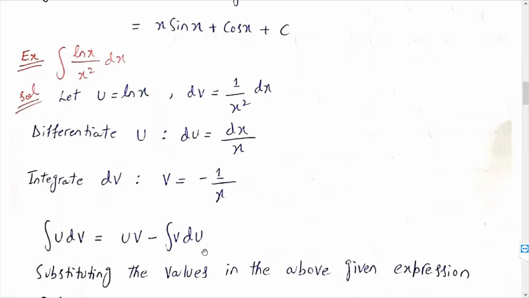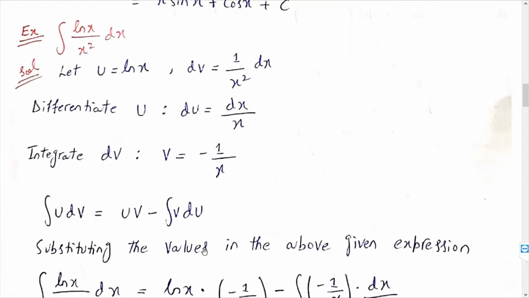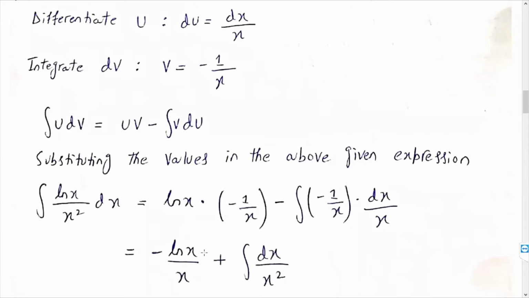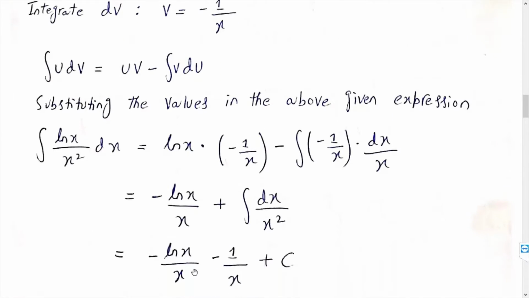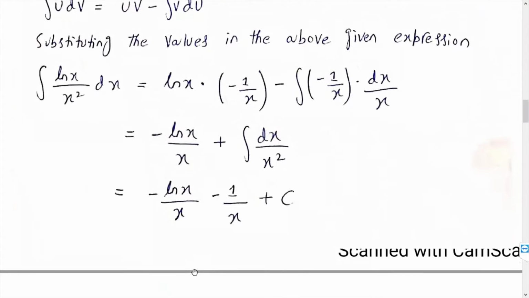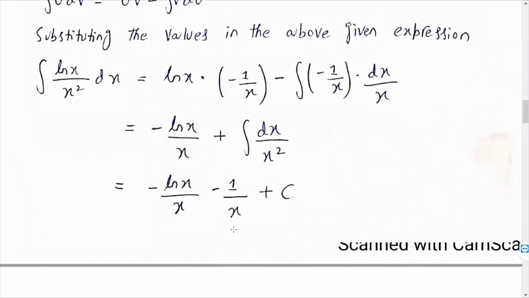Substituting all the values in this expression, this gives us ln x into minus 1 by x minus integral of minus 1 by x into dx by x. So by simplifying them, we get minus ln x by x plus integral of dx by x square. Taking the integral of 1 by x square, it gives us minus 1 by x plus some constant of integration.